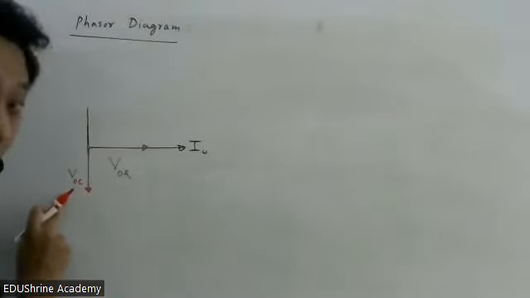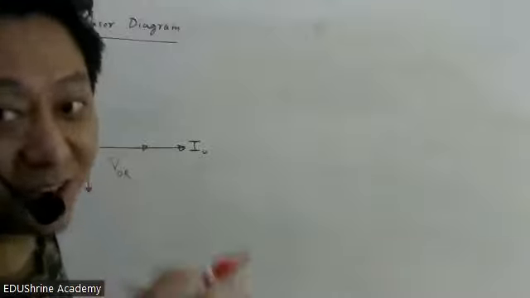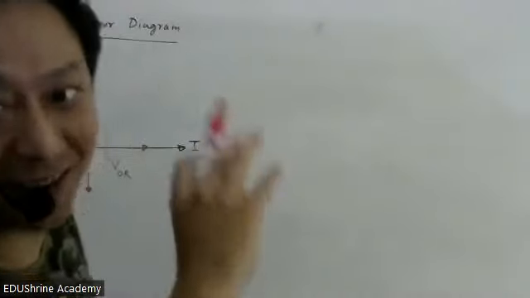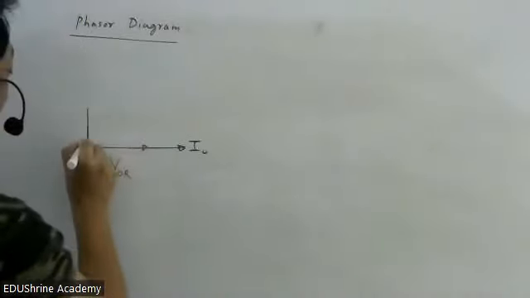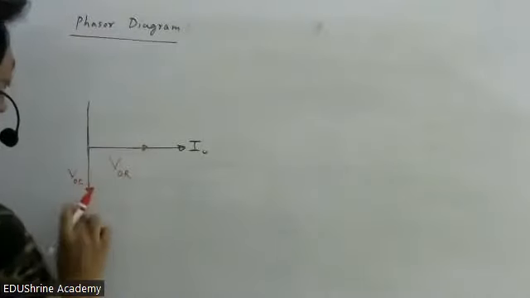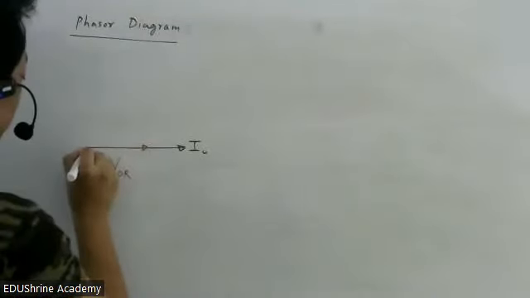Now there are two things we can do. We can make this voltage more than this, less than this, or equal to this also, but we will not do the equal case. That is a special case which we will study later. Right now we'll assume this voltage is more than this voltage, so I will show a longer phasor.